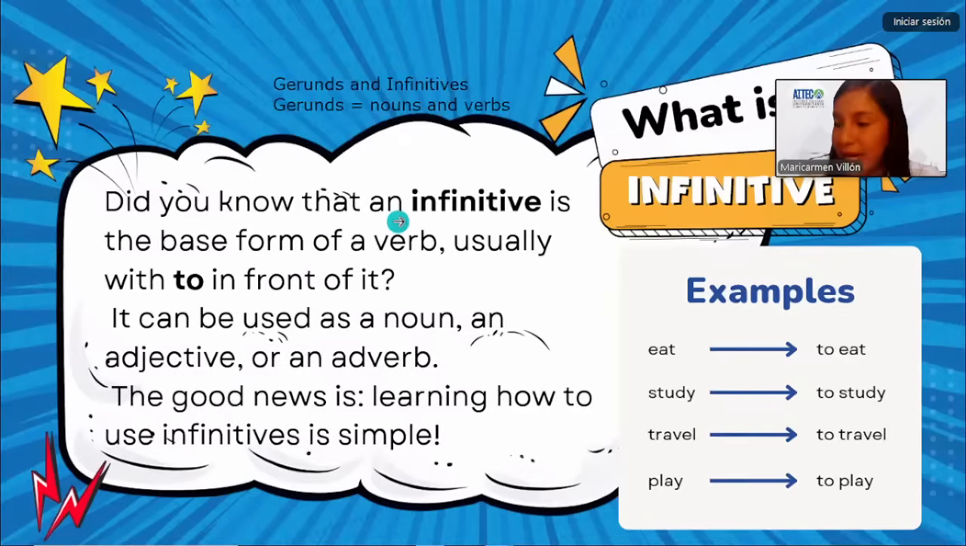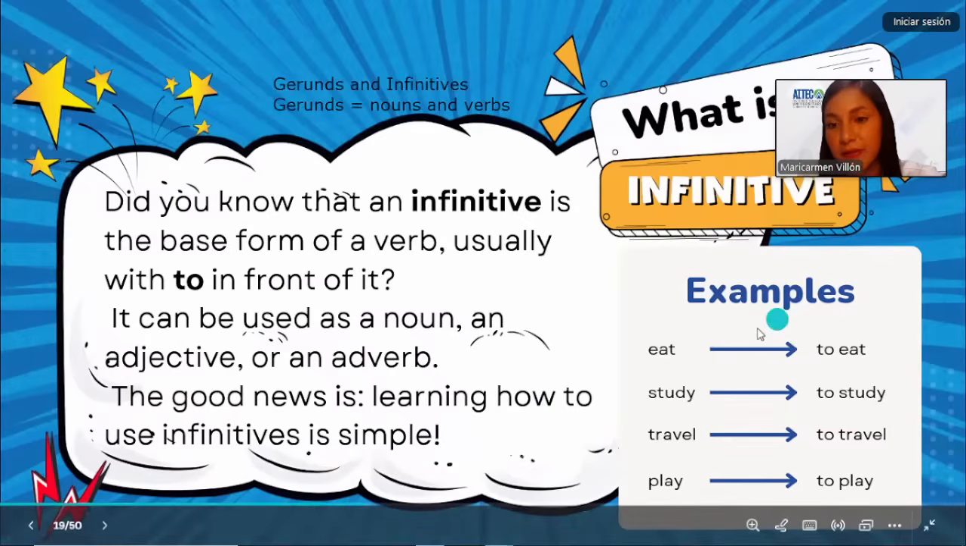It says, did you know that an infinitive is the base form of a verb, usually with to in front of it? Entonces, ¿qué dice? Un infinitivo es la forma base de un verbo, usualmente con un to antes. See, it could be used as a noun, an adjective, or an adverb. And the good news is, learning how to use infinitives is very simple. Entonces, aquí están los verbos. ¿Qué es el infinitive? Utilizar ese to antes. ¿Listo?